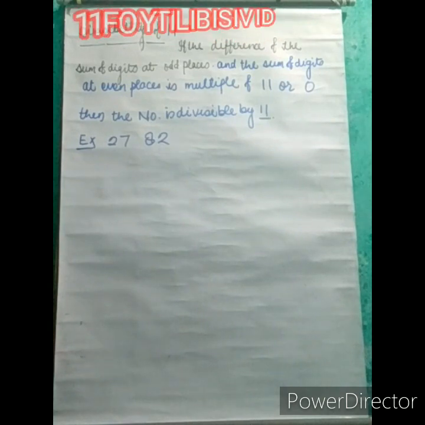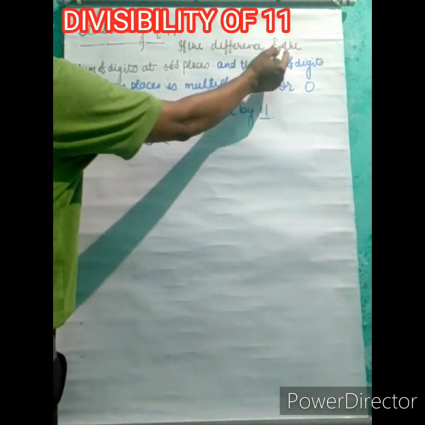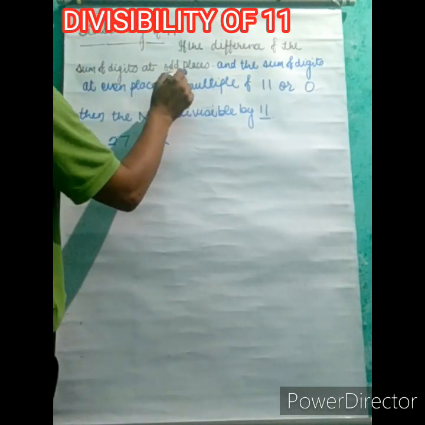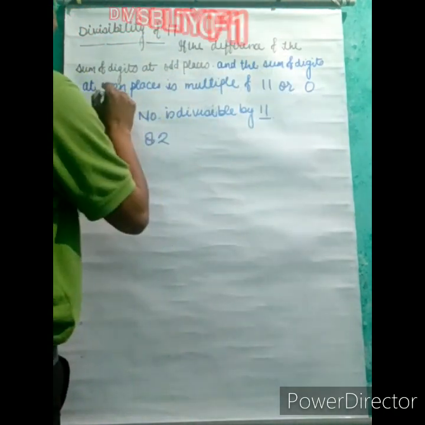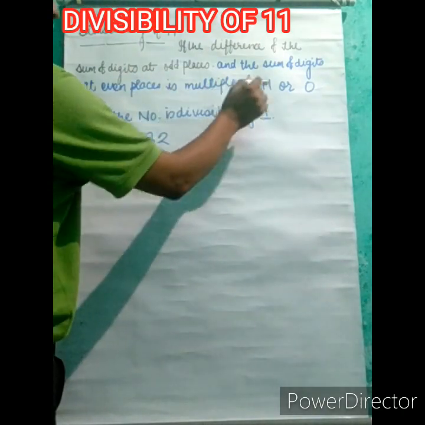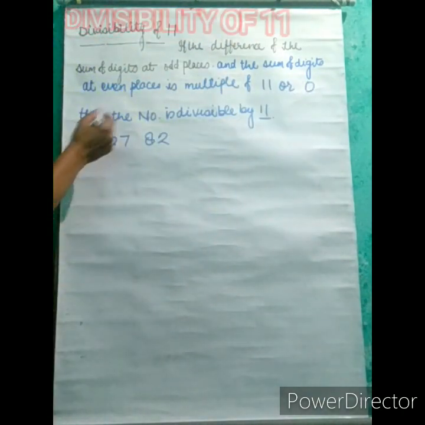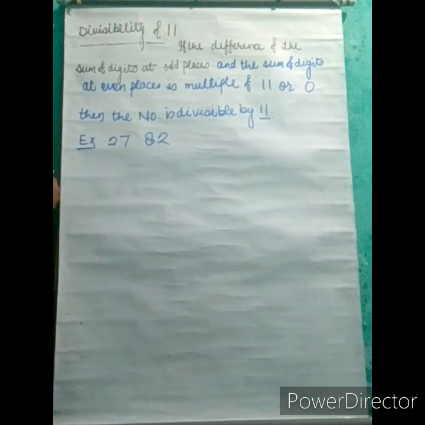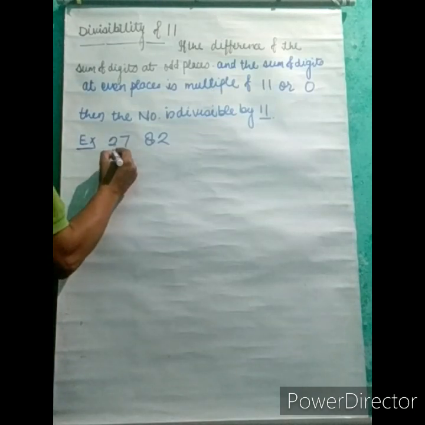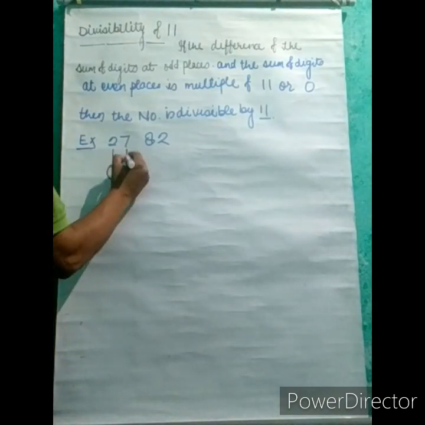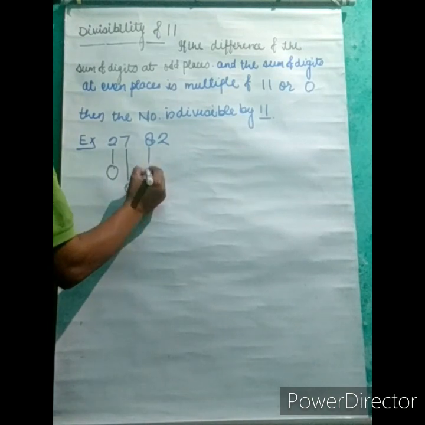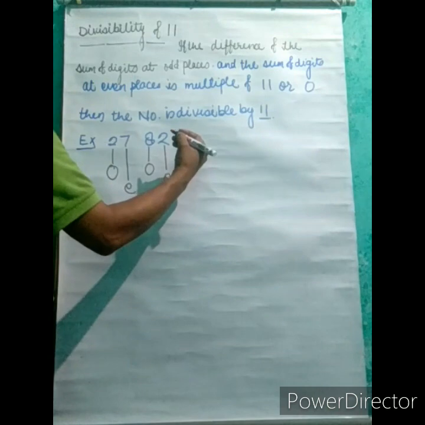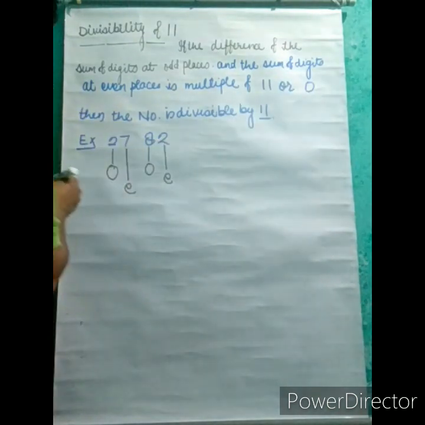Now divisibility of 11. If the difference of the sum of the digits at odd places and the sum of the digits at even places is a multiple of 11 or 0, then the number is divisible by 11. Let's see how to do it. The first place you can assume is an odd place, the second is even, then odd, then even, and so on.